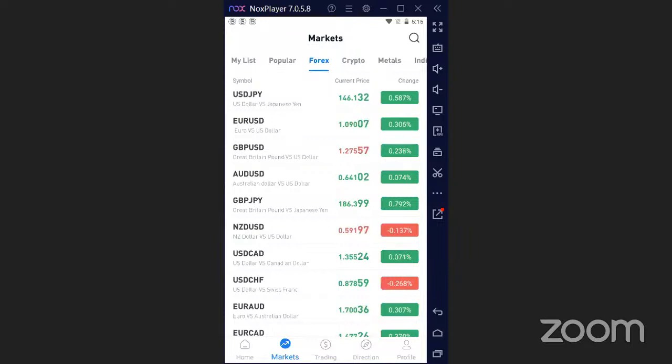Then we have what we call the forex brokers. These forex brokers are like the intermediary between a seller and a buyer. They are the ones that take your order.